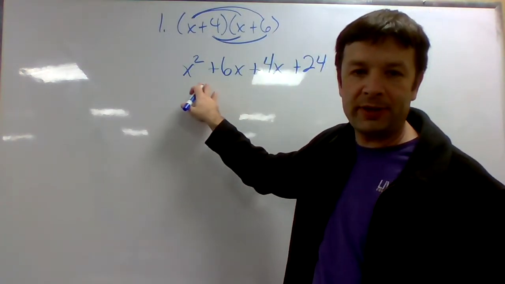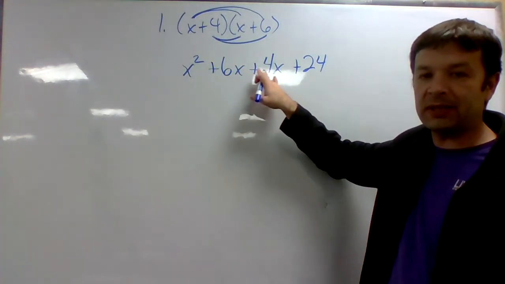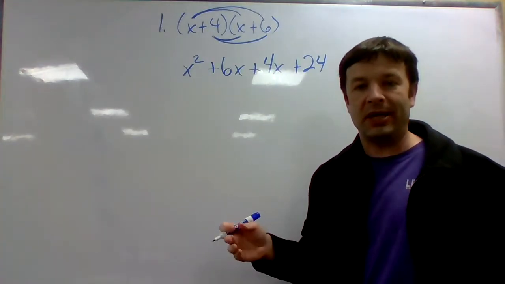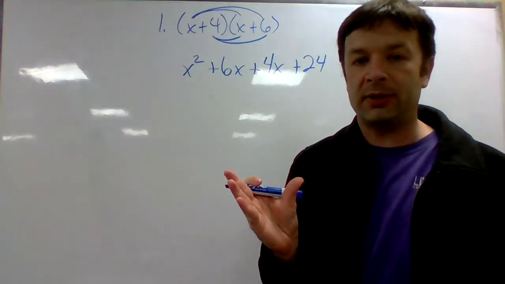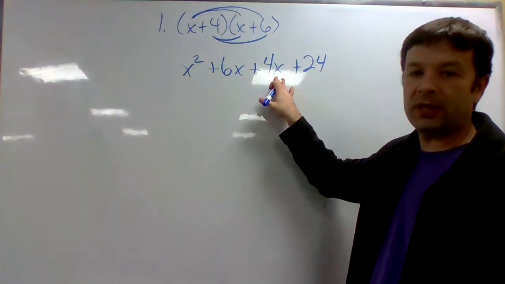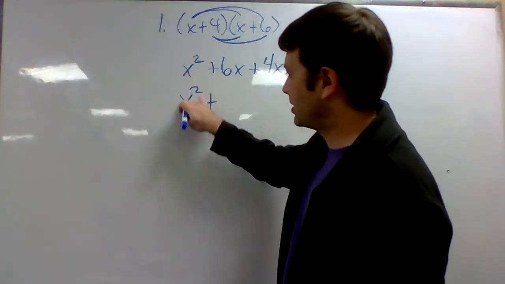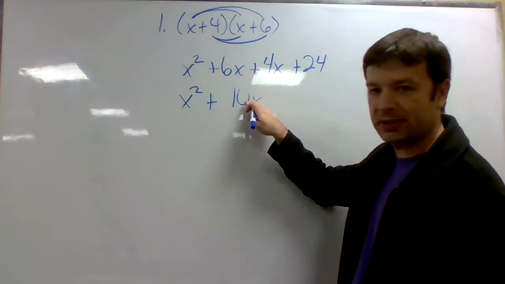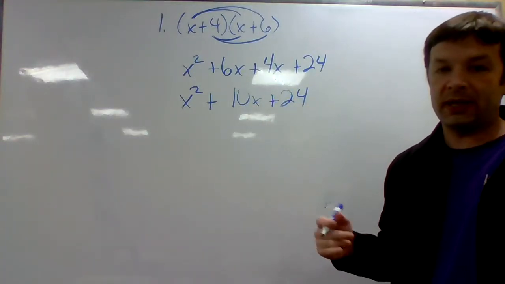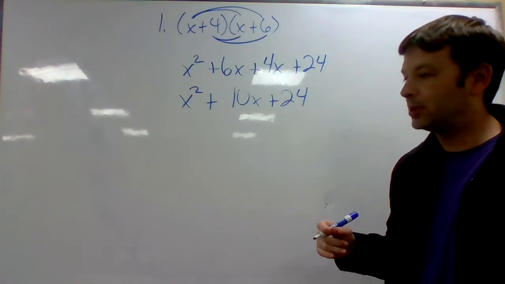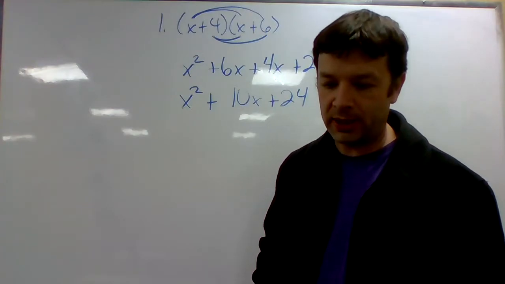Can I do anything else with this? Yes. You can always add and subtract like terms, and 6x and 4x are like terms. On this assignment, if you put it in the normal order, those 2 in the middle should be like terms. So what is 6x plus 4x? 10x. So my final answer is x squared plus 10x plus 24. And that's as much as we can do, so that is the end. That would be the answer to number 1. If you did that every time, you should get it right.